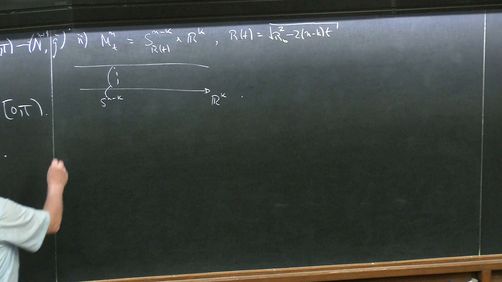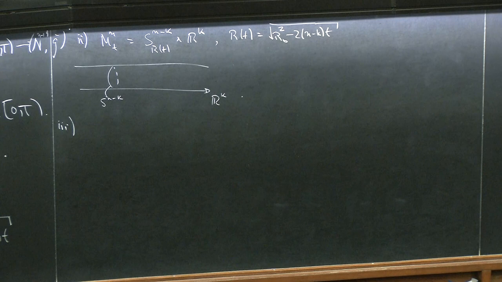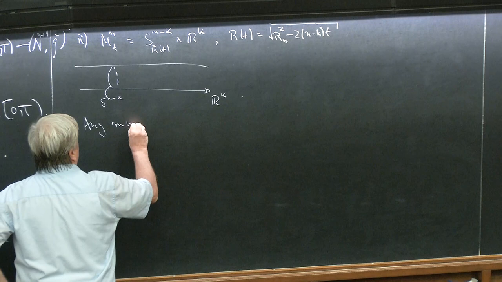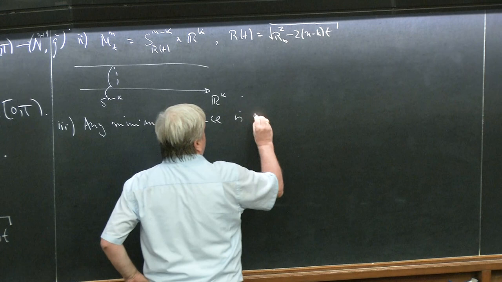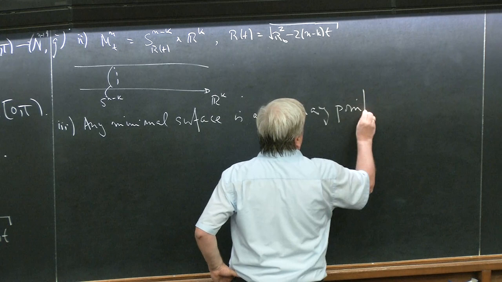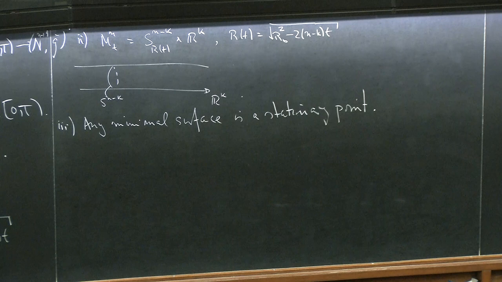The third thing is, of course, that any minimal surface is a stationary point. So the minimal surfaces are the fixed points of the flow, and like an equator in a sphere would not move. And this gives you the hope that maybe this equation generalizes the minimal surface equation, just like the ordinary heat equation generalizes Laplace's equation.